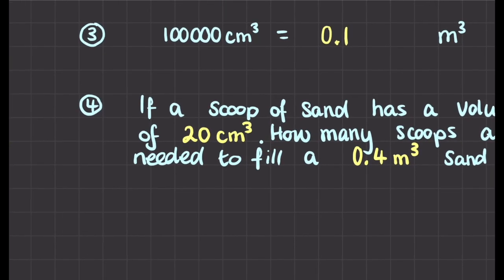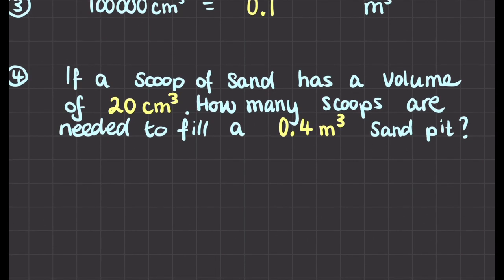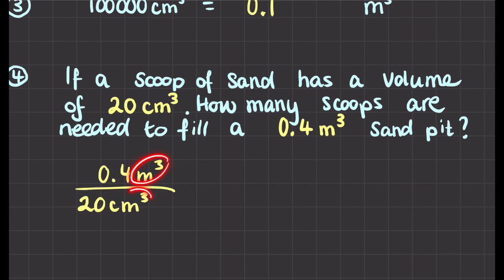Okay, question 4, a wordy example for you. If a scoop of sand has a volume of 20 centimeters cubed, how many scoops are needed to fill a 0.4 meter cubed sandpit? So here I want to basically say how many of these guys fit into this. So I'm going to have to do a division. So I'm going to want to divide this number by 20 centimeters cubed to see how many fit in there. But we need to be really careful because these units are different, aren't they? So we first need to make sure that they are the same. So let's put them both into centimeters cubed.